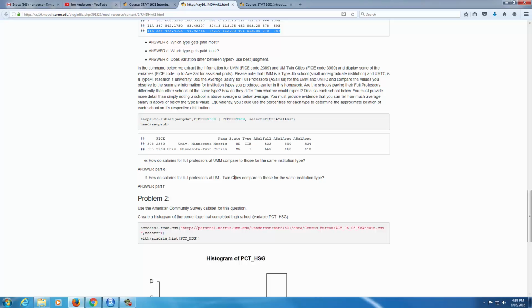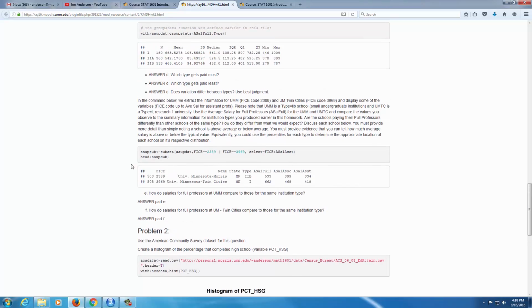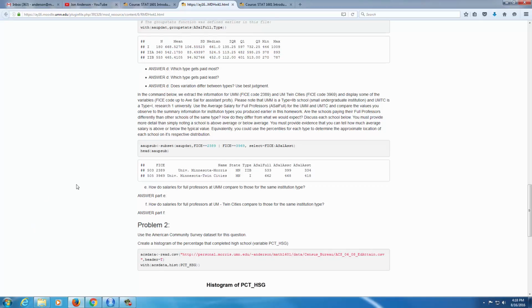In F, I want you to do the same thing for the Twin Cities campus. Make a decision, make a discovery about how full professors are paid in the Twin Cities campus. Here's the value for them, 662. Convert that to dollars, and then use that to compare to other type 1 institutions. University of Minnesota Twin Cities is a type 1 school. You should be able to discover how it differs from and how it compares to other type 1s.